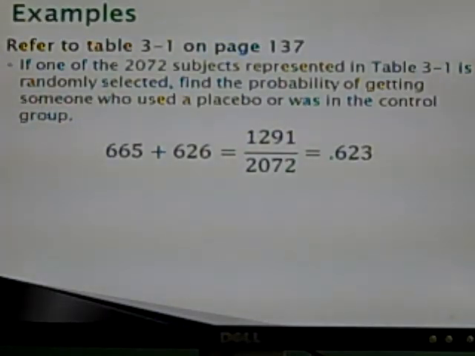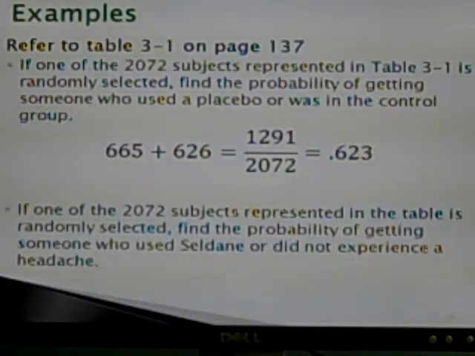So you don't have to turn them into decimals, but like I just said, it makes it a little bit more meaningful. So moving on to example 2, again we're dealing with this same chart. Again, if one of the 2,072 subjects represented in this table is randomly selected, we want to find the probability of getting someone who used Celandine or did not experience a headache.